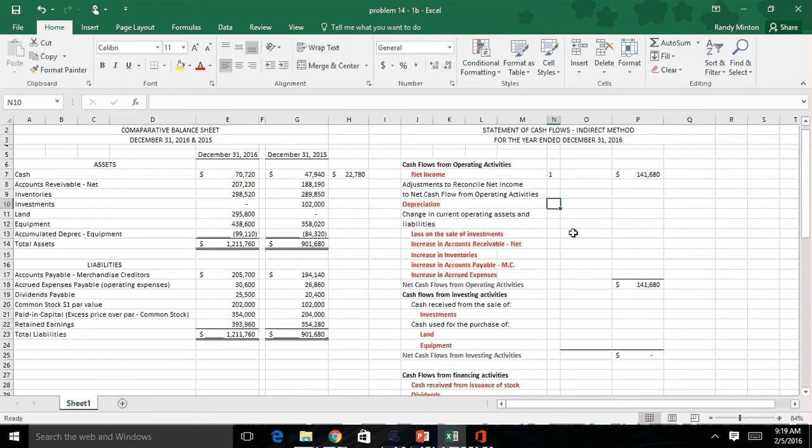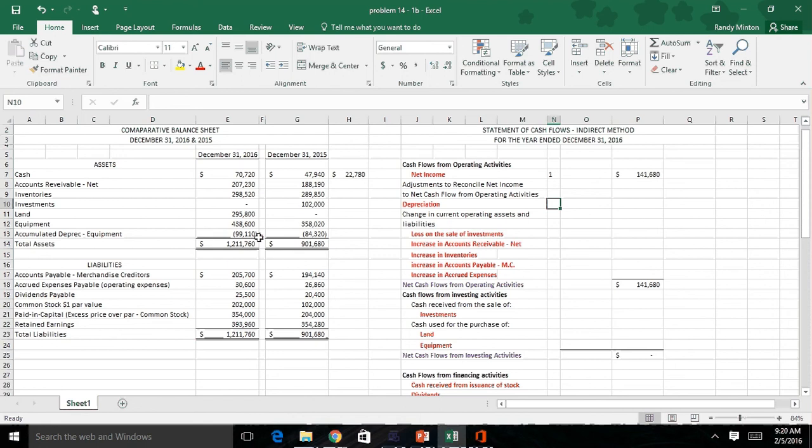Since they were very specific about not having any disposals of equipment during the year, we can make the assumption that the change from 84,320 to 99,110 occurred entirely through depreciation. Now, we don't have the income statement, but if you did, that's what would be showing under depreciation for equipment: the difference between those two numbers.